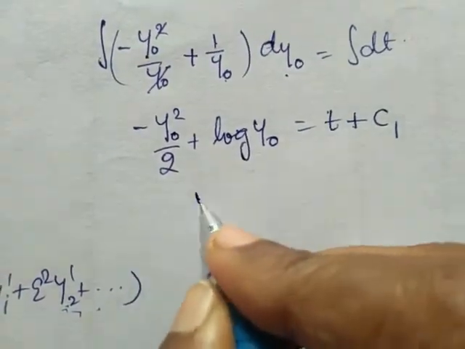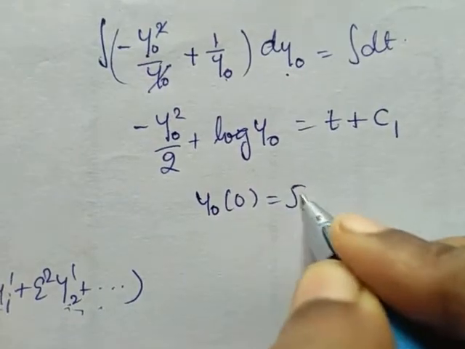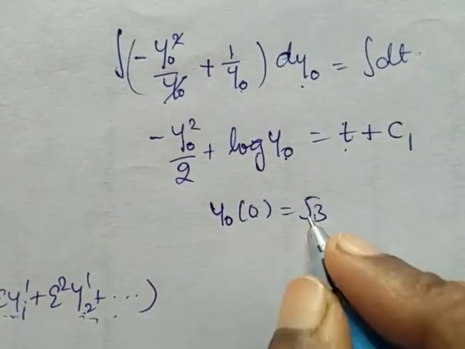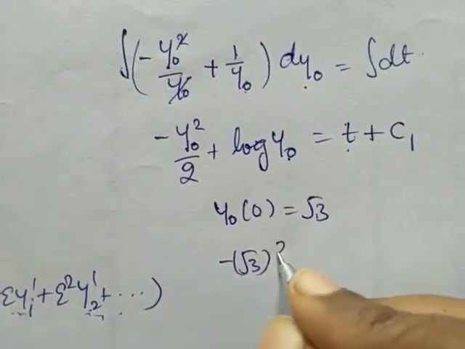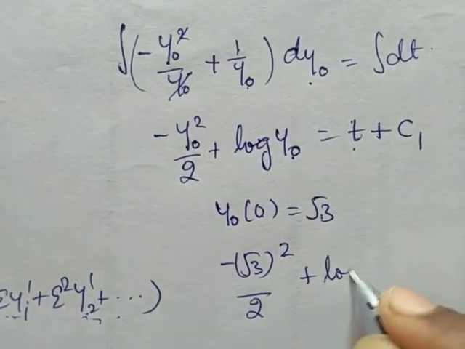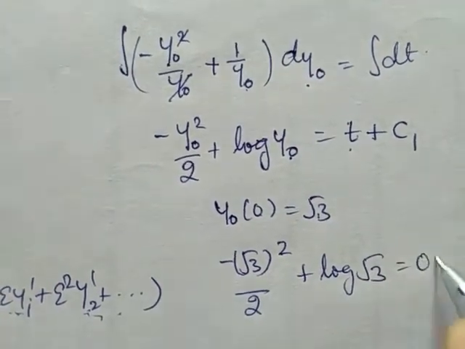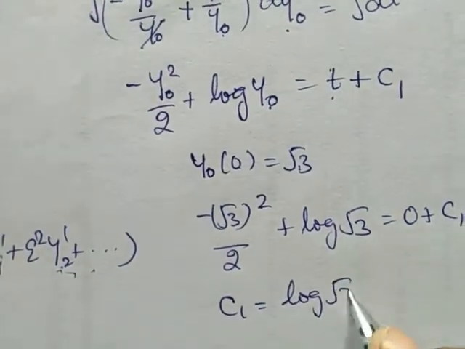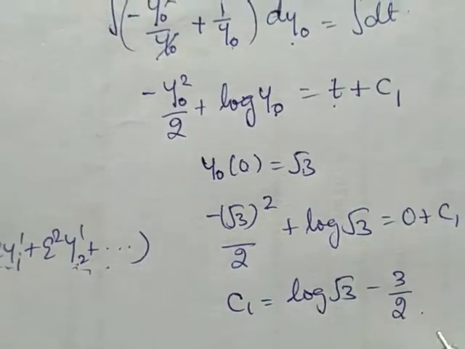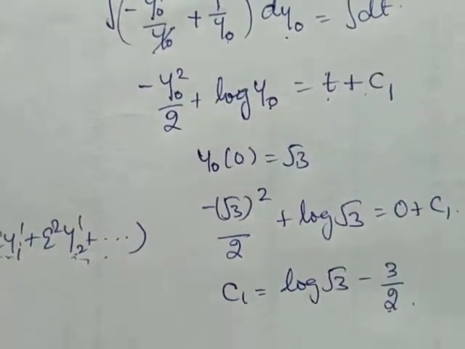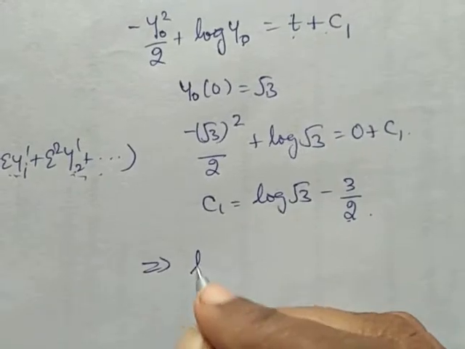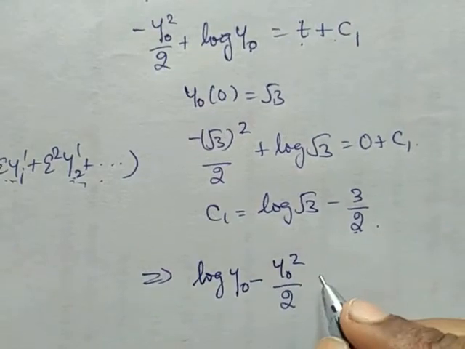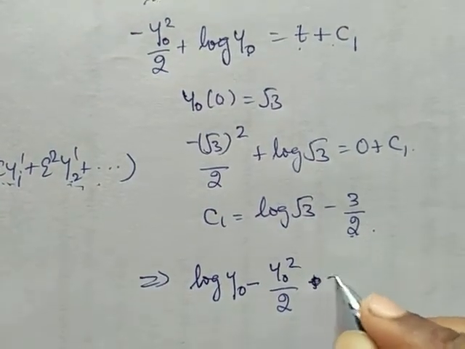We have initial condition y naught of 0 equal to root 3. So substitute t is equal to 0, y naught equal to root 3 in this equation. We will get minus root 3 whole square by 2 plus log of root 3 equal to c1. So c1 is log root 3 minus 3 by 2. We got the value of c1. Substitute here. We will get log y naught minus y naught square by 2 plus c1 equal to t.